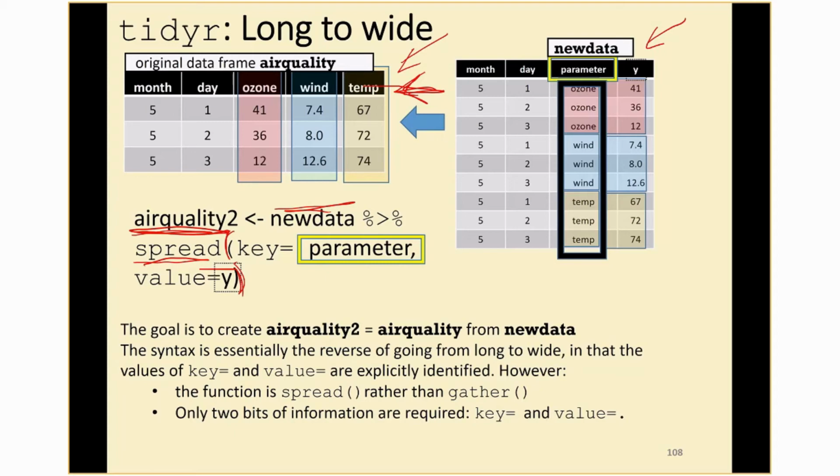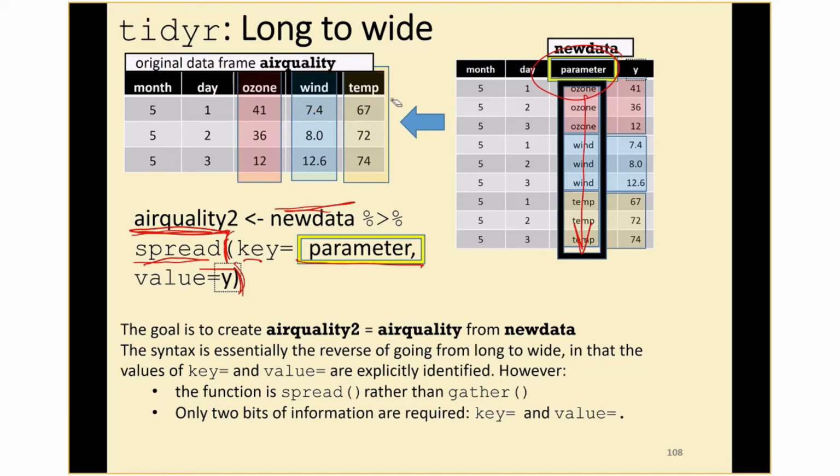First thing I have to say is, okay, I need to name the variable in new data that has the different levels, each of which, in this case, ozone, wind, and temp, I want spread out to be variable names. So within my spread function, I say key equals parameter, and as a consequence, R looks at the variable parameter, sees it's got these three different levels, and makes three variables out of them.